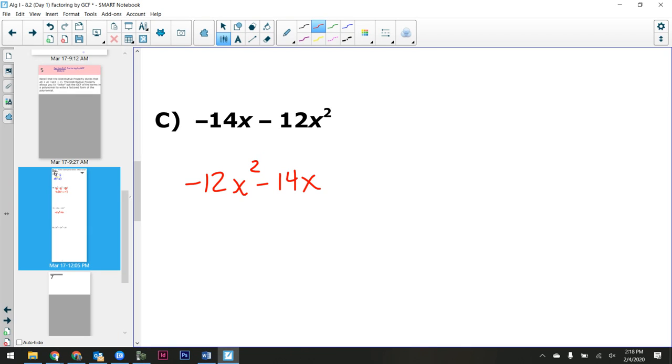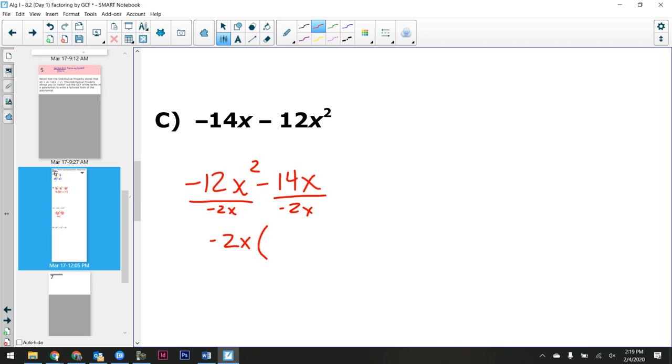Elizabeth, what'd you say? I can't hear you. 2a? X. Yeah, I was like, why are you saying A? Negative 2x. Negative 2x is my GCF. 2 because 12 and 14 are both divisible by 2 and nothing bigger. X because that's the lowest power on X. Okay, we remove it by dividing it out.